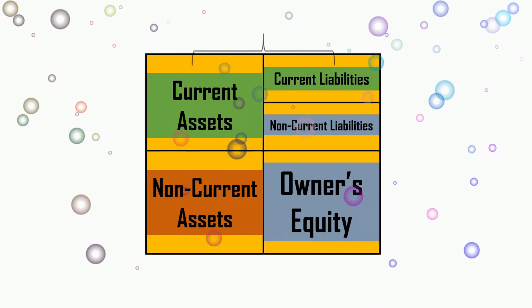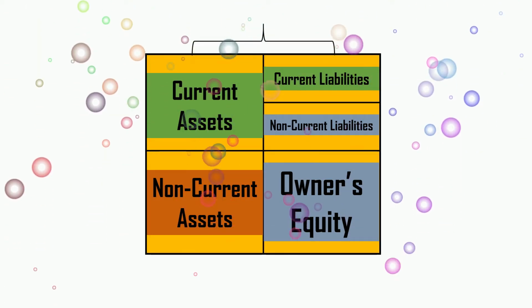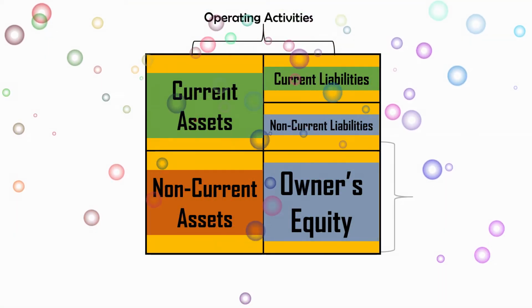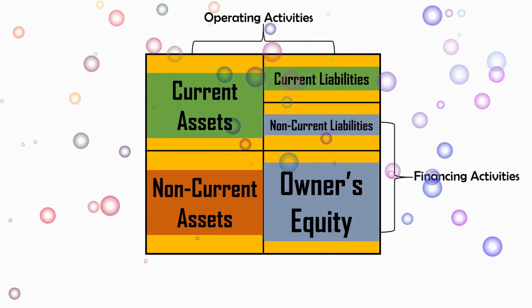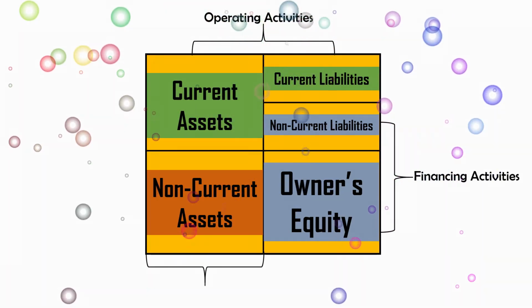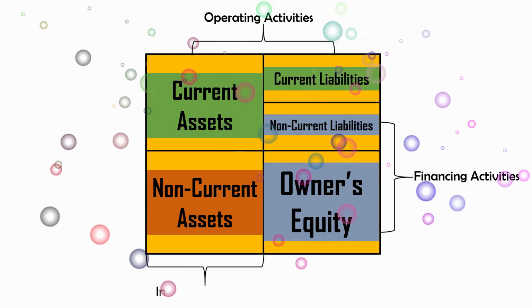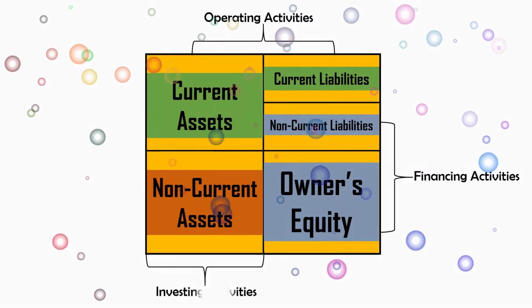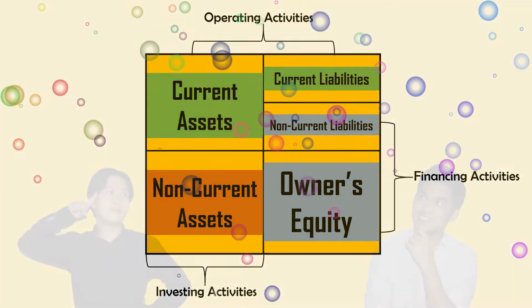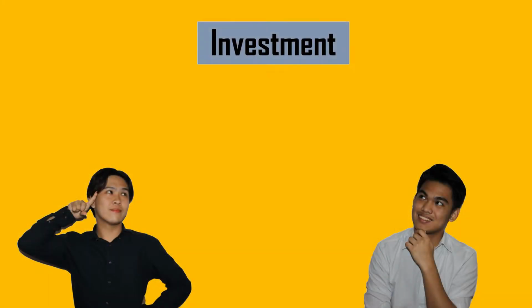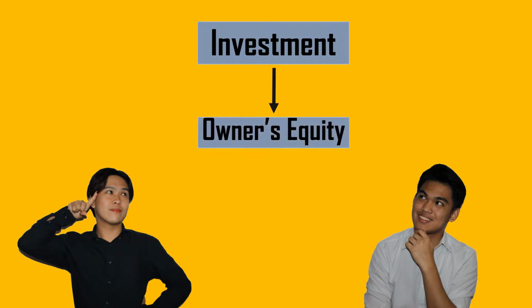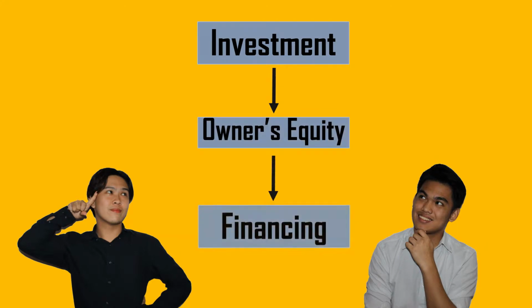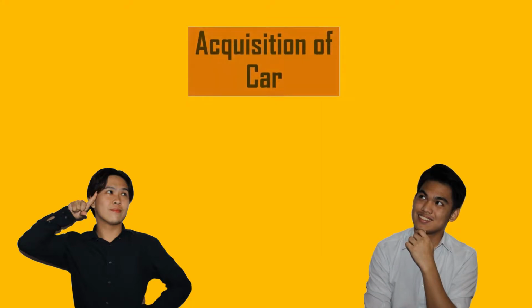So in the statement of cash flows, these are classified using the three activities. The current assets and current liabilities are under the operating activities. The non-current liabilities and the owner's equity is under the financing activities. And the non-current assets are under the investing activities. Let us now classify the transactions. First one is the investment of the owner. Since it is under owner's equity, the activity is under financing.